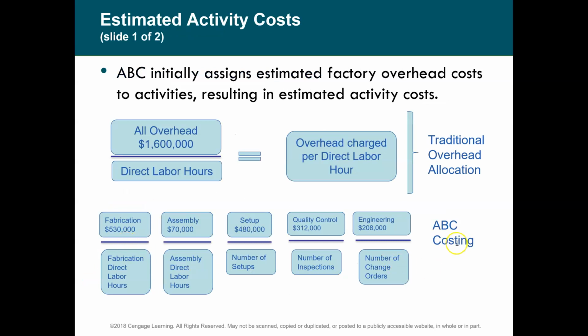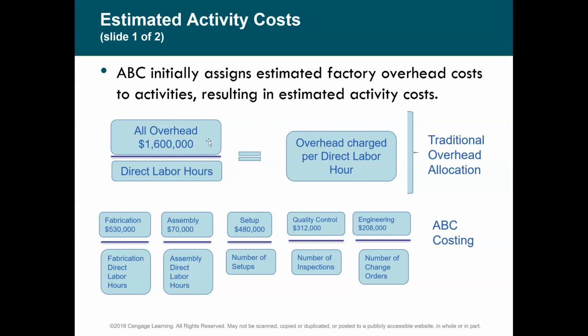Now here's an example that contrasts the two, and you want to keep this in mind as we go forward. The traditional overhead allocation system had all overhead in one pot, and we decided that direct labor hours were about the best cost driver we could have. So we divided all the overhead by direct labor hours and got an overhead rate that we charged per direct labor hour. And we're saying here that the overhead was $1.6 million.